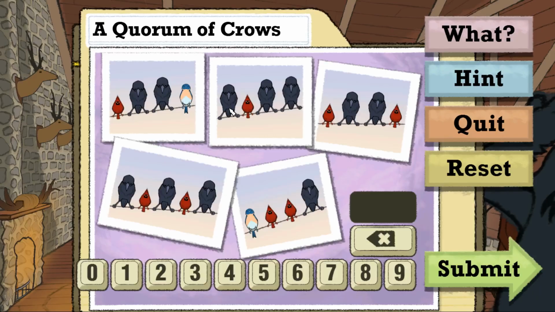Okay, starting out with the bluebird. So 1, 2. This is the puzzle. This is literally the puzzle me and Kate gave up on.